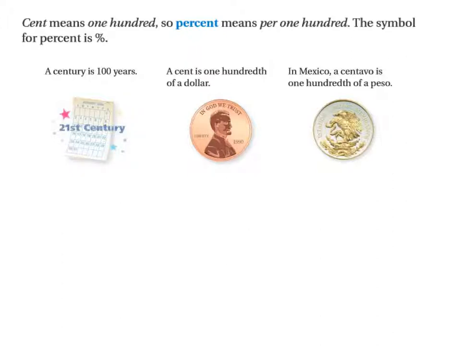Cent means 100, so percent means per 100. The symbol for percent is this. A century is 100 years, and cent is the key part of that. A cent is 1/100th of a dollar. In Mexico, a centavo is 1/100th of a peso. So cent is also the key part there, 1/100th of a peso.